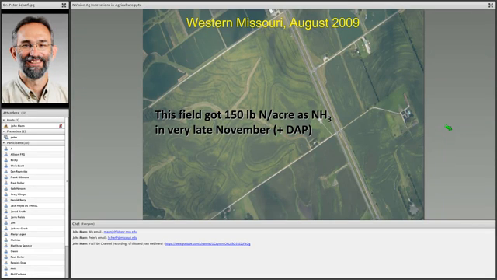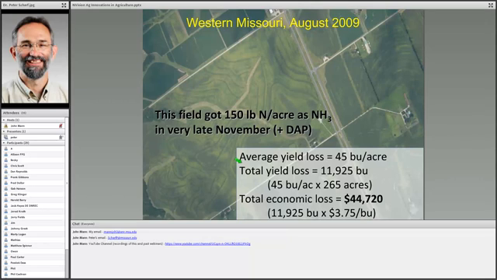Here's another example, and I personally took this photo, and I was able to find who's farmed it, and he shared his yield map with me. It got 150 pounds of nitrogen per acre at about Thanksgiving time. And this is a photo taken the next August, and you can see it looks awful yellow and not the color that you want corn to look at all, with a few spots up on the knolls where it's darker and not as much water there.